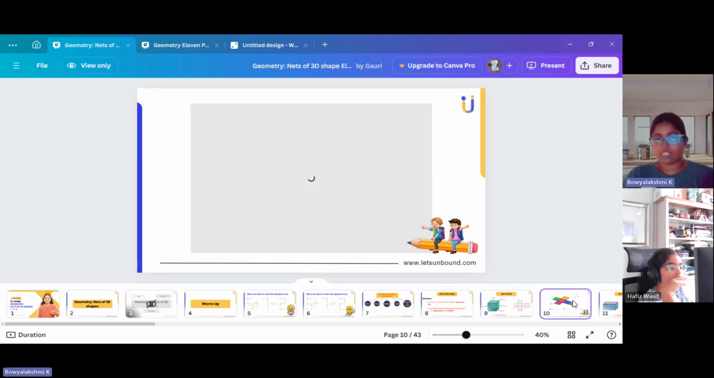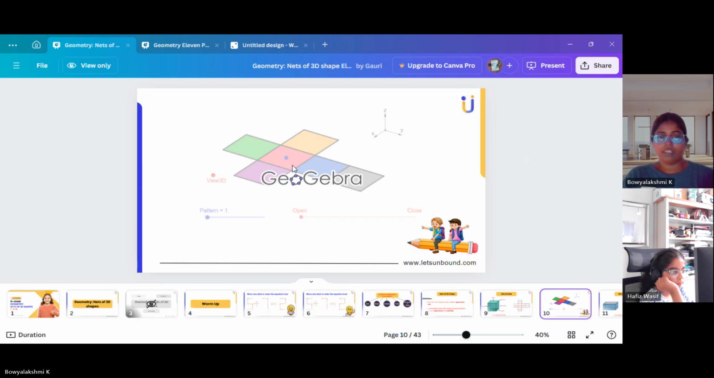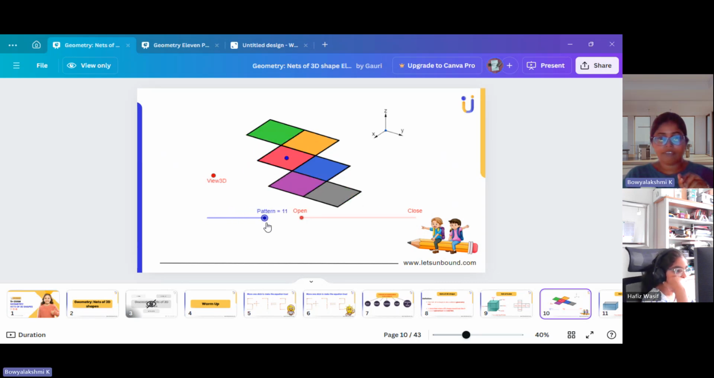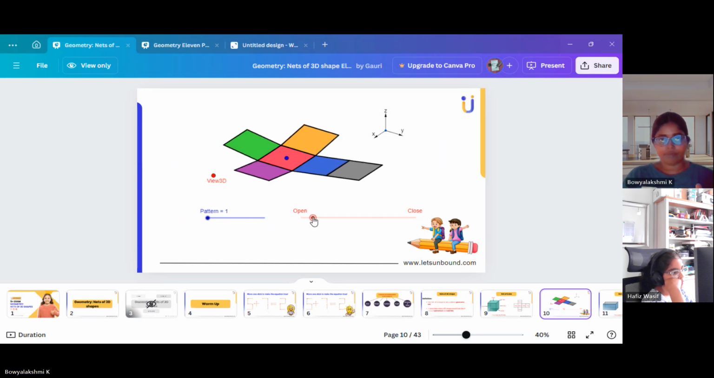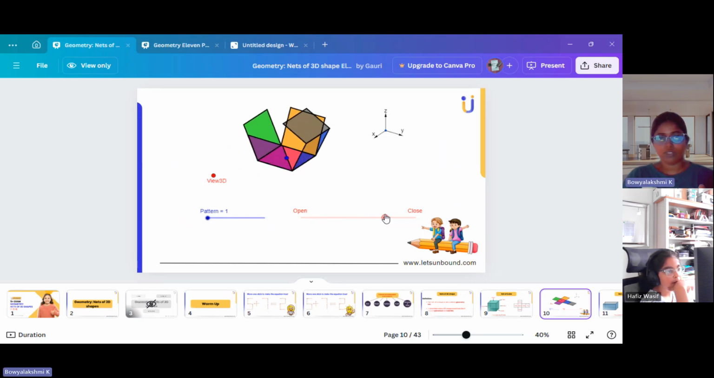Okay, let's see this. There are so many patterns. We have 11 patterns we can make, and everything will give you the cube. Let's see. Pattern 1. It is open, right? If I close it, let me check if a 3D shape is formed. Yeah, so when I close it, a perfect cube is formed. So this is one pattern.